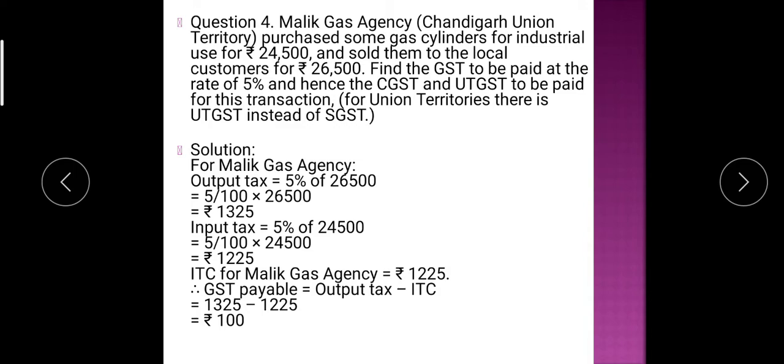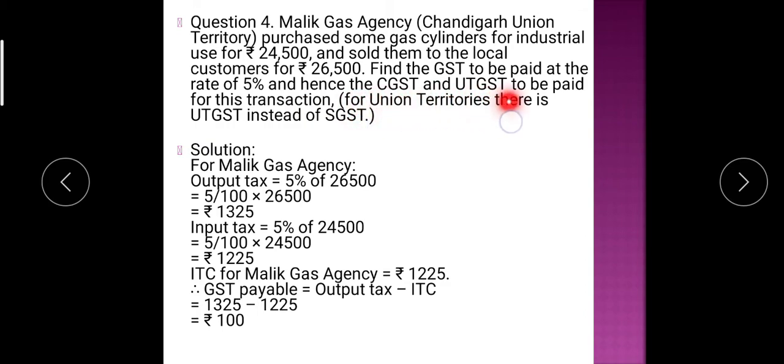That is Malik Gas Agency. So, Malik Gas Agency purchased some gas cylinders for industrial use for rupees 24,500 and sold them to a local customer for rupees 26,500. Remember that when you are purchasing, it is an input tax, and when you are selling, on that amount you have to calculate the output tax. Now find the GST to be paid at the rate of 5%, and hence the CGST and UTGST.